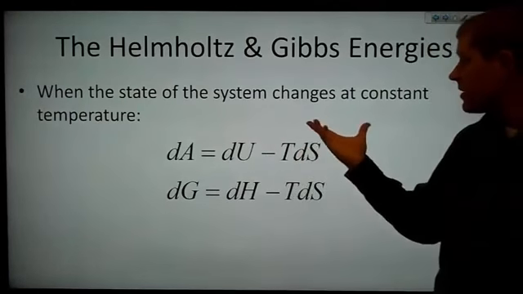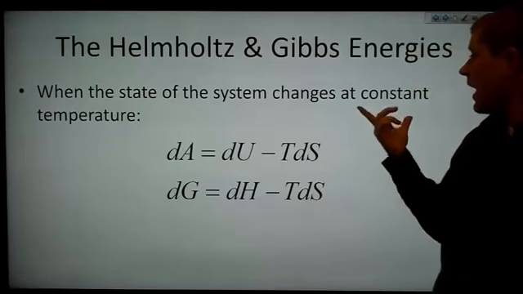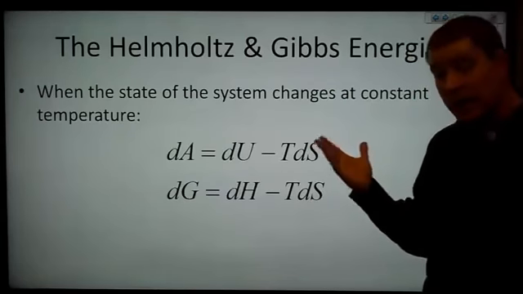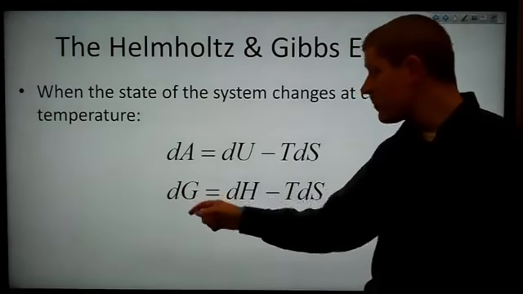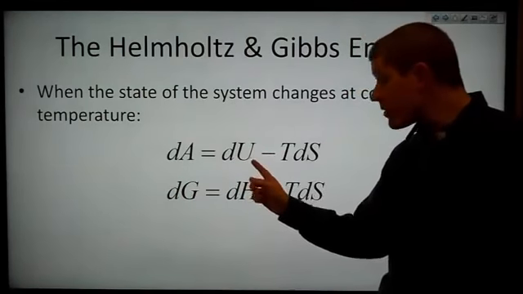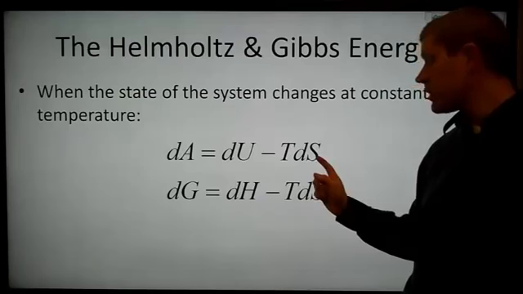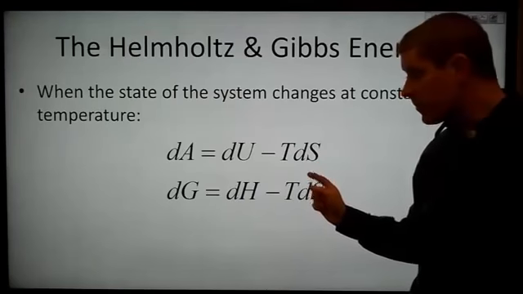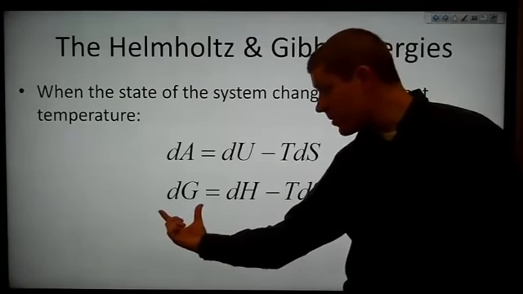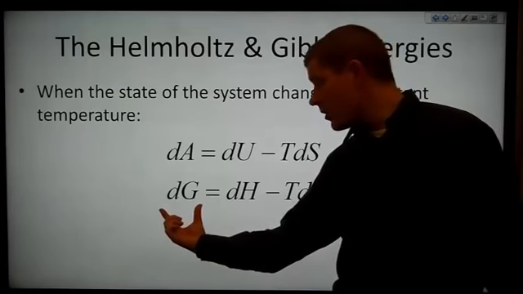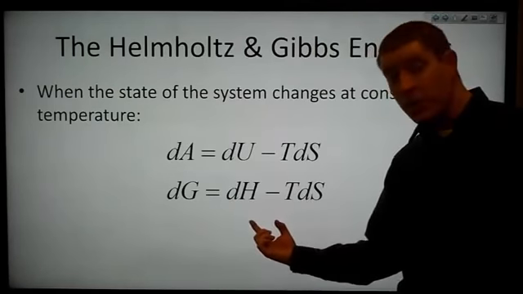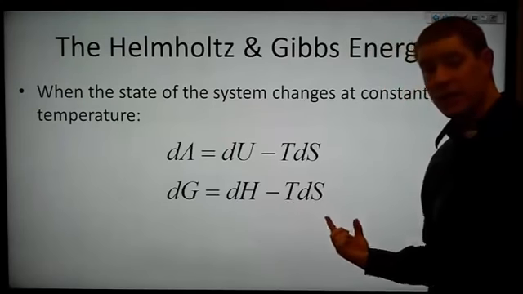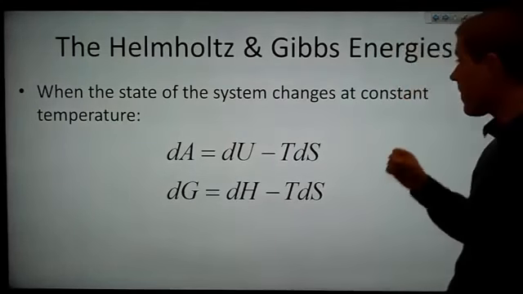So if the state of the system is changing at constant temperature, so now we're not letting the temperature change, then we can say that the change in the Helmholtz energy is equal to the change in internal energy minus temperature times our change in entropy. And similar for the Gibbs energy. Our change in Gibbs energy is equal to the change in enthalpy minus temperature times the change in entropy.